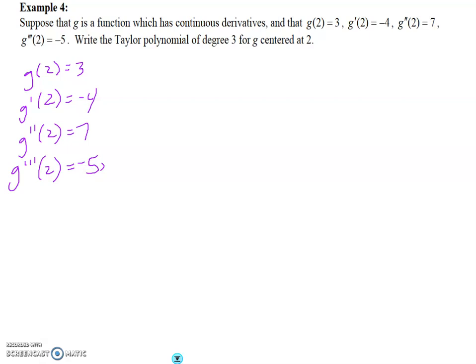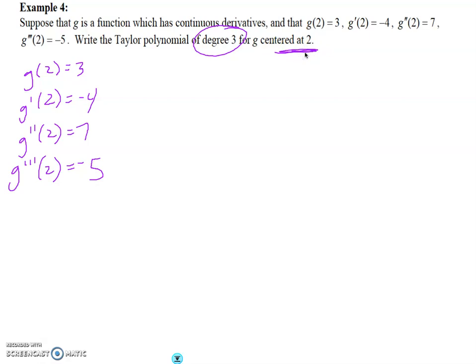Now, it's asking us to write a Taylor polynomial of degree 3. Notice they gave us 3 derivatives. So this should be, that's just a typo. So I've got a negative 5. This is just negative 5. And then it's asking us to center it at 2. So notice that we've evaluated all of our derivatives at 2.